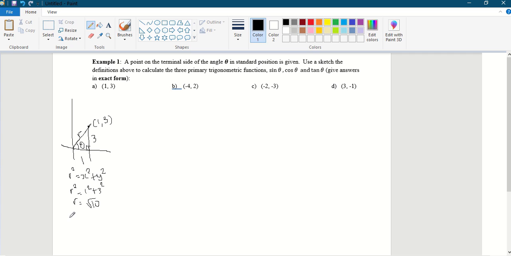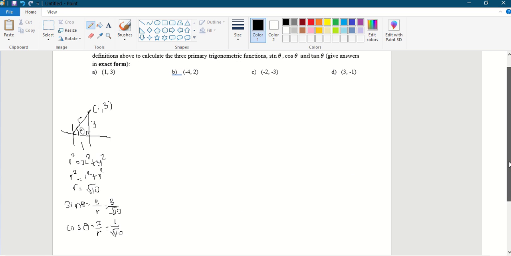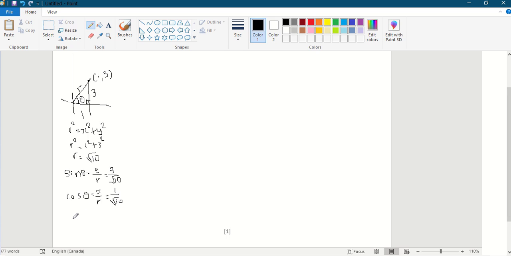So we can say sine theta equals y, opposite over hypotenuse, y over r. In our case, 3 over root 10. Similarly, cos theta is adjacent over hypotenuse, so x over r. In our case, 1 over square root of 10. And lastly, tan theta equals y over x. In our case, 3 over 1, so we can say 3.